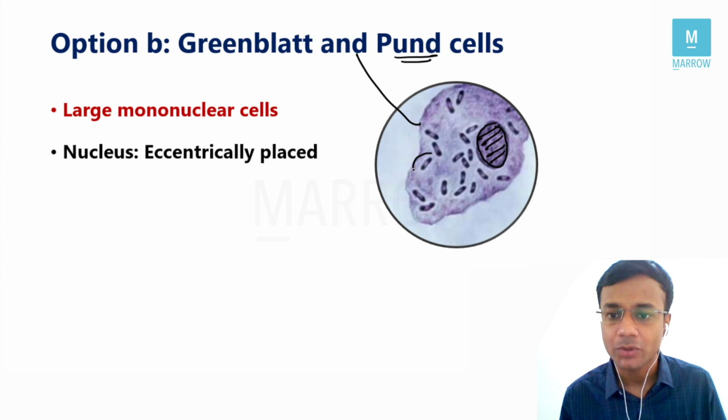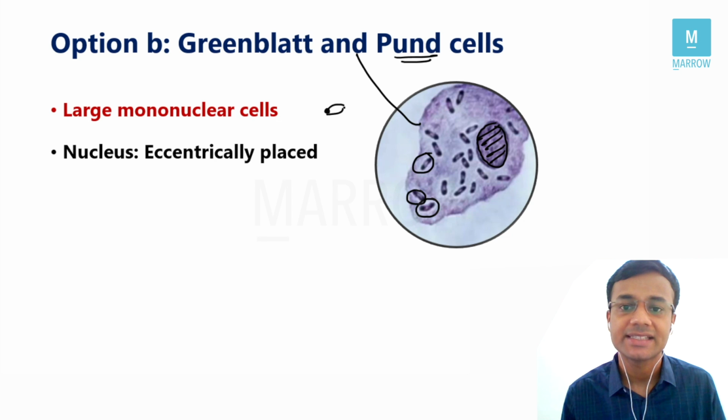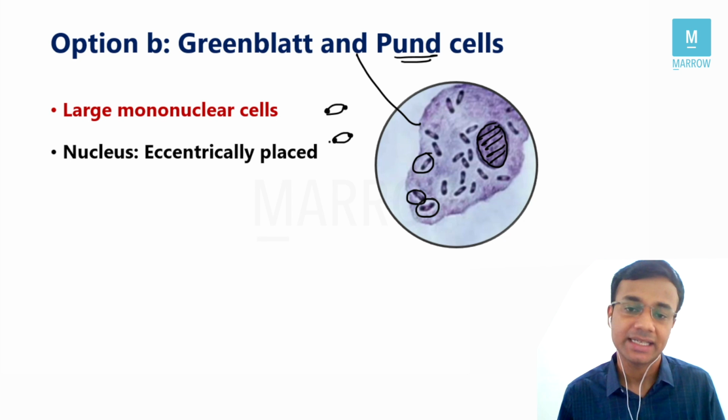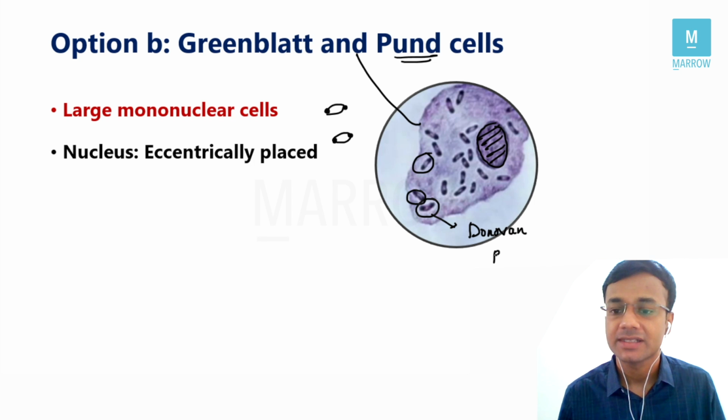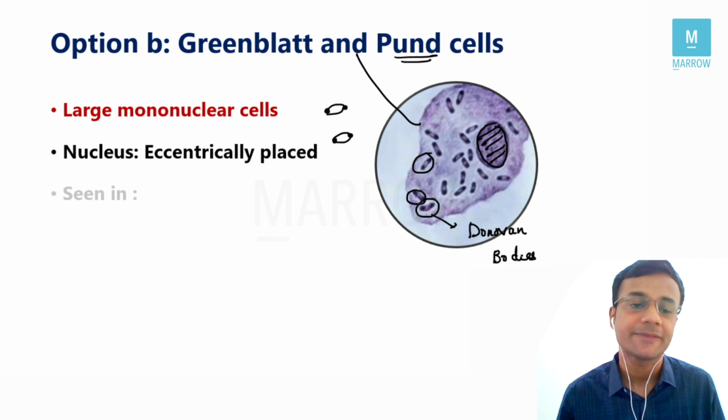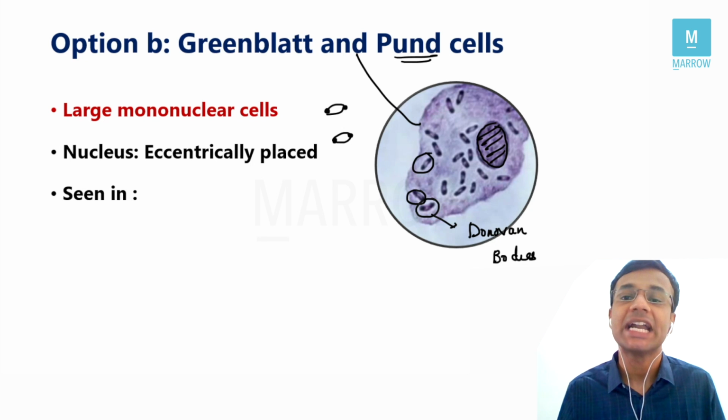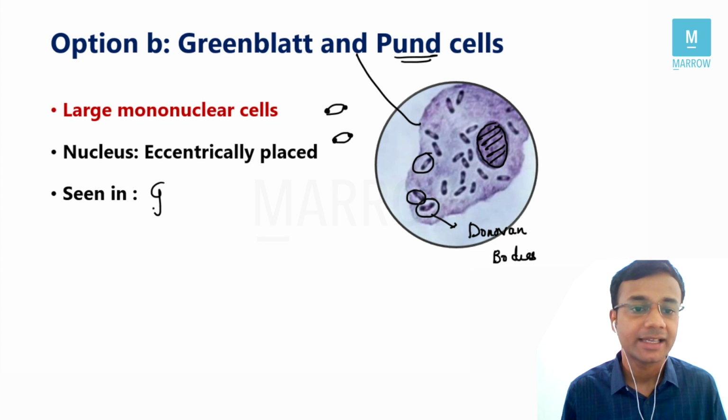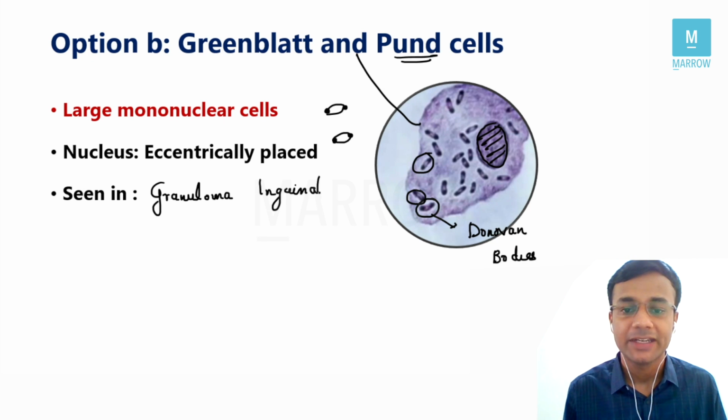And if you carefully see what is inside, you see organisms which are arranged in this characteristic pattern, where there is bipolar condensation of chromatin, and these are called Donovan bodies. So this particular Greenblatt and Punt cell is a feature of granuloma inguinale, and very commonly it's also called donovanosis.